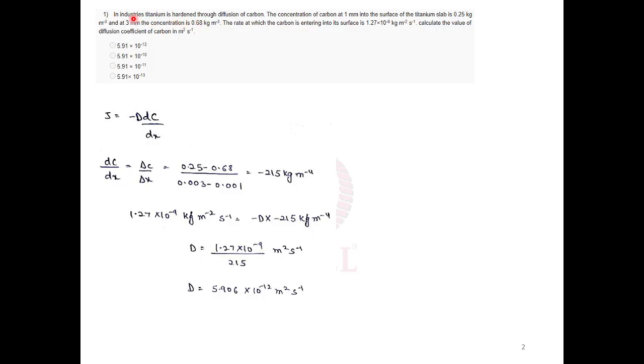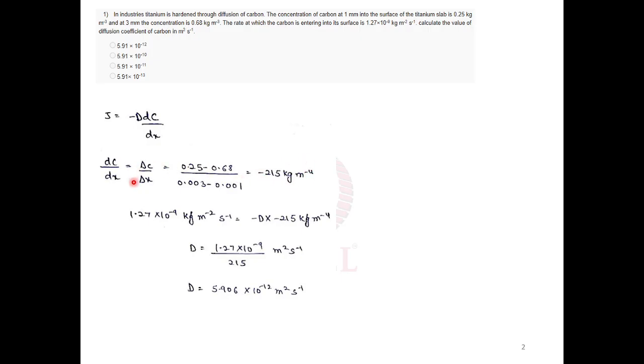This is the question, where you will get the values 0.63, 0.668 and 0.25, that is the difference between two different millimeter surfaces of this titanium slab. So you will get the difference, delta C value, and now this is the calculation for 1 millimeter to 3 millimeter. Millimeter means 0.0003 meter, so this is the SI unit.